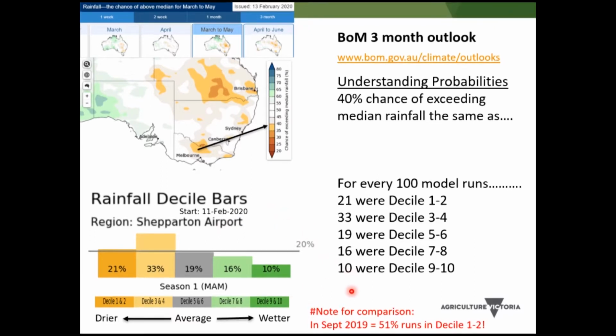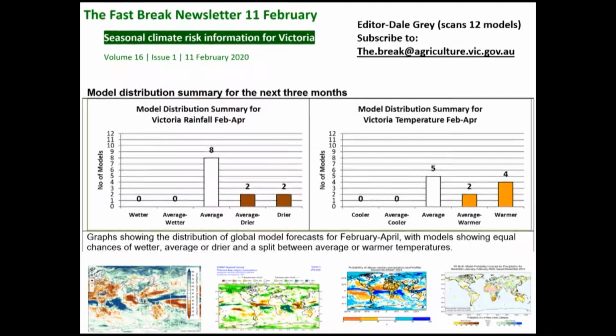Just for comparison, if we look back at these forecasts in September 2019, there were 51% of the model runs landing in decile 1, 2. So some years there's a much stronger signal than others. At the moment, it's a bit unpredictable what will happen, which is often the case in autumn.